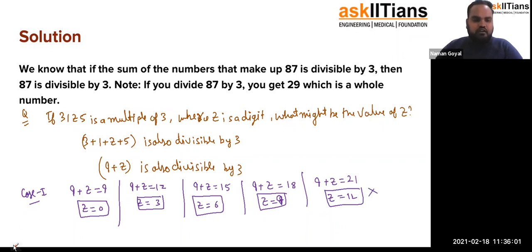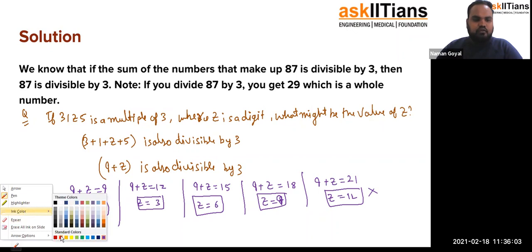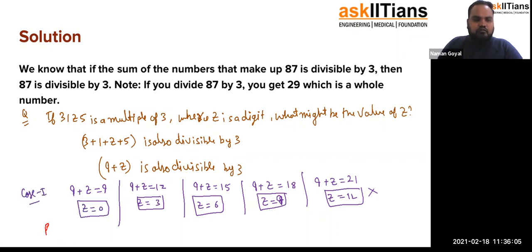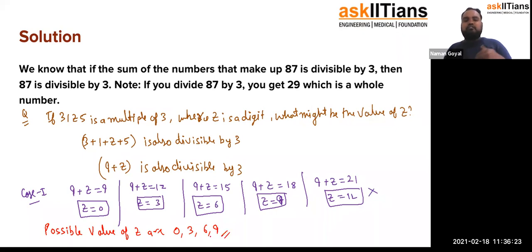So we can say that the possible values of z are 0, 3, 6, 9. These are the values that z can take.